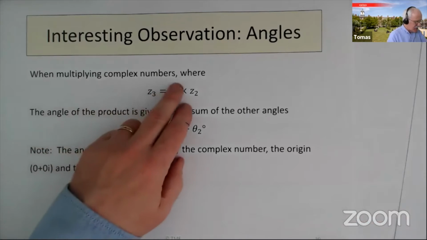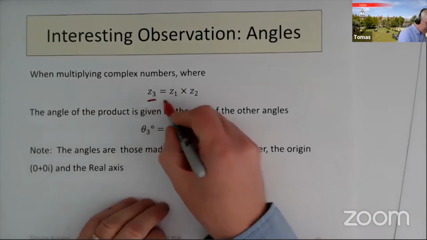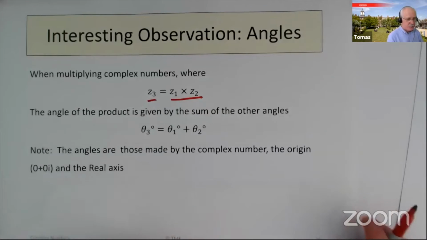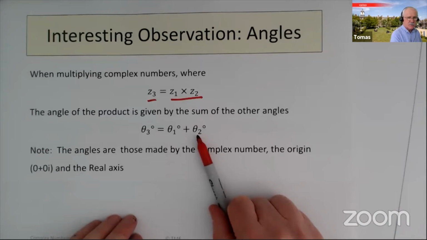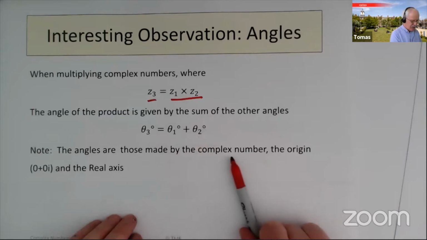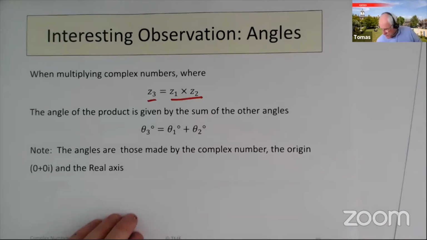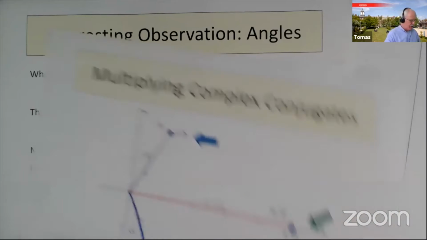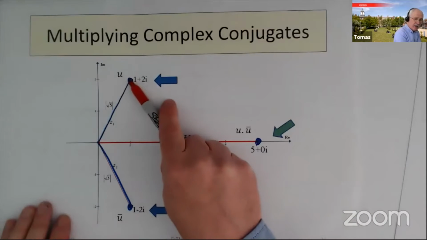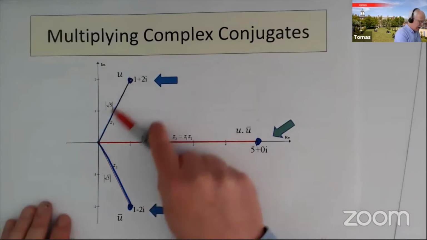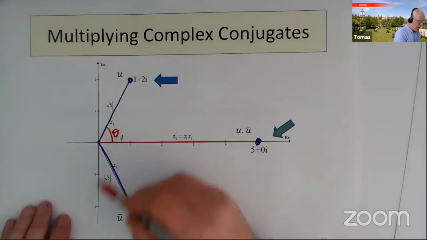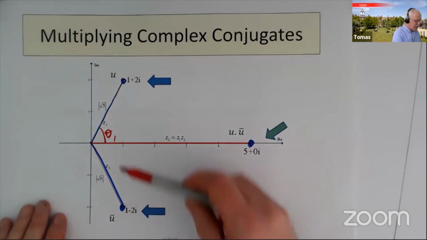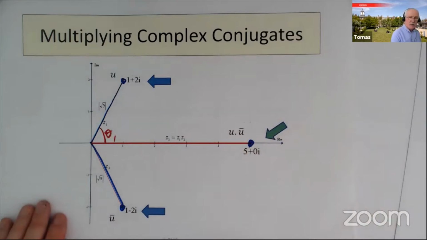They said when you multiply complex numbers together, where Z3 is Z1 times Z2, the angle of the product is given by the sum of the other angles. The angles are those made by the complex number, the origin, and the real axis. So if you have a complex number, for example, here, its angle is the angle it makes with the real axis, like that angle there, theta 1, let's say.